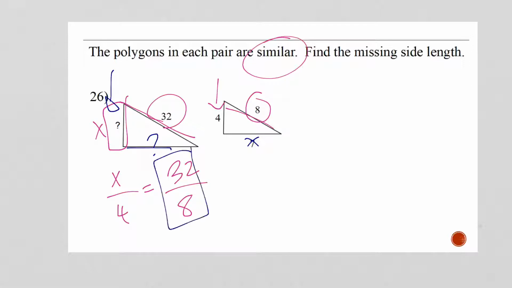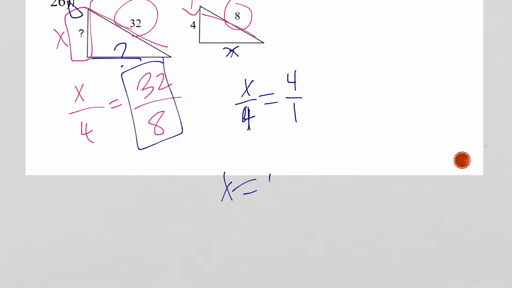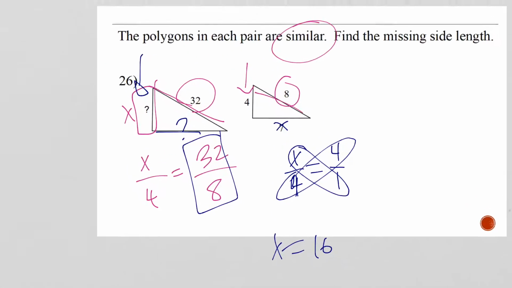I can reduce this fraction because it's rather large. I can reduce by 8. So if I do that, I'll get 4 over 1. And if you cross multiply, you should get 16, because x times 1 is x and 4 times 4 is 16. So my answer is 16.